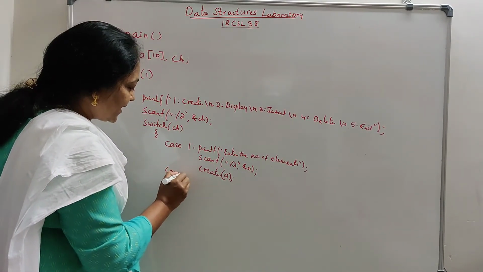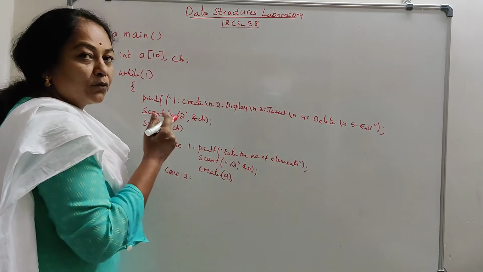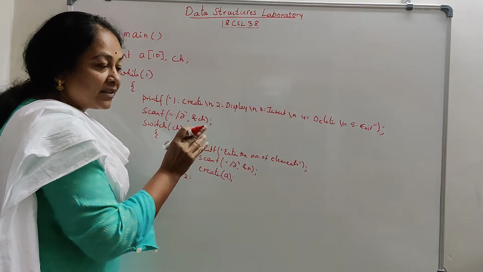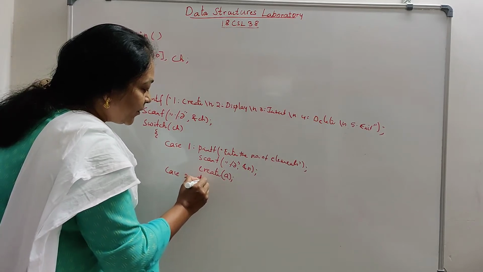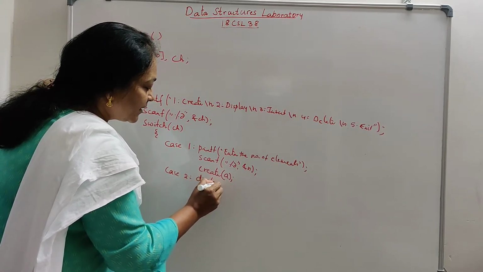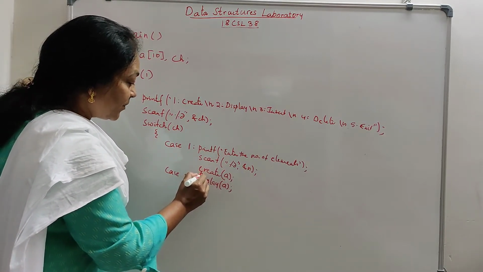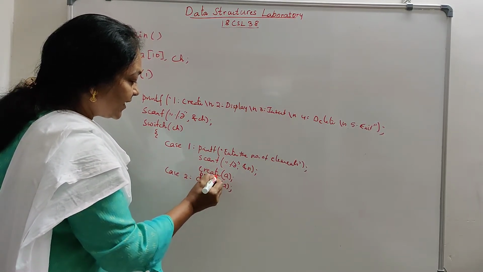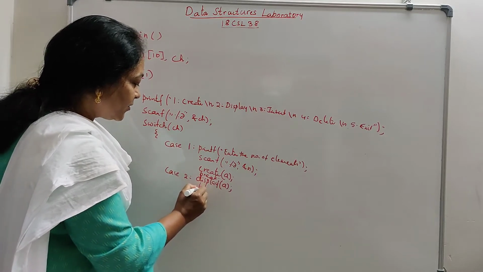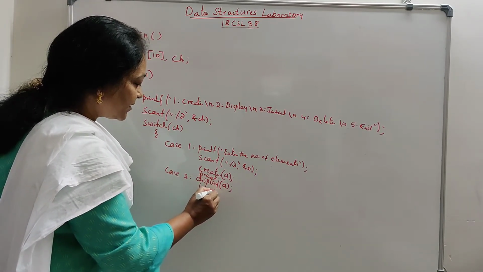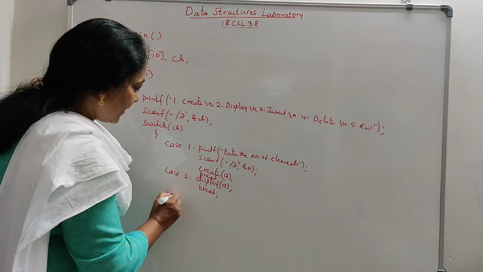Next, case 2. What is case 2? Display all the elements. So you don't need any data for displaying the elements. Simply you can call that display, then send the base address of this array. Okay, sorry, break statement would be there, no? Otherwise all the cases will be executed. And here also you have a break statement. Okay, then the case 3.